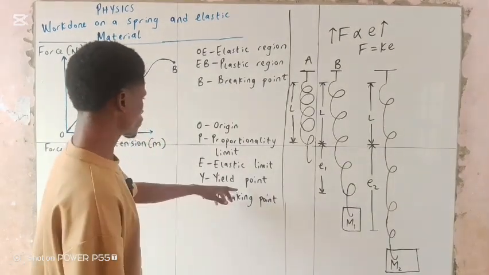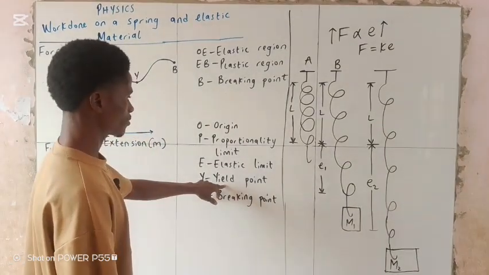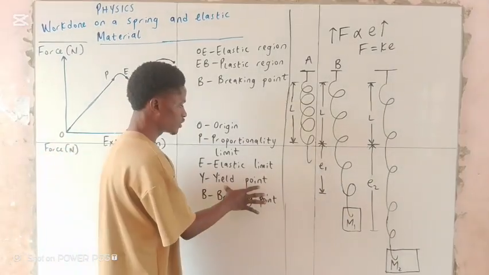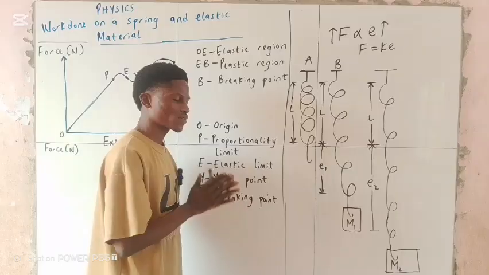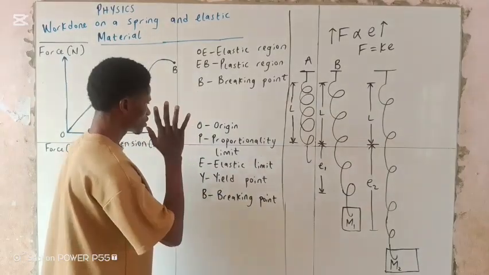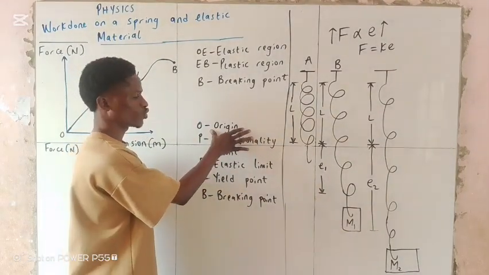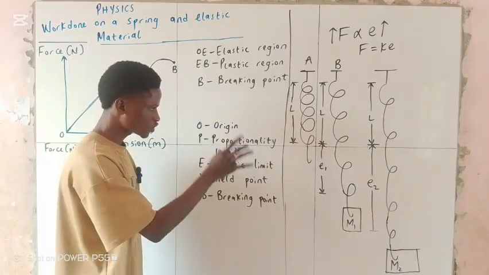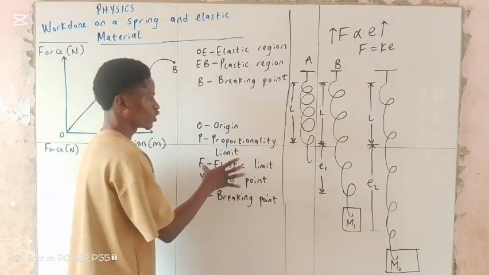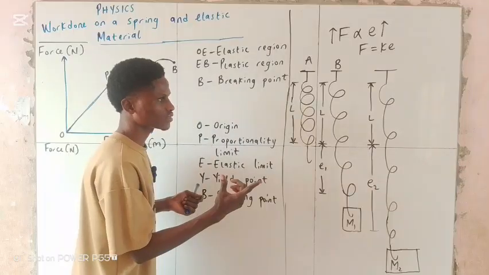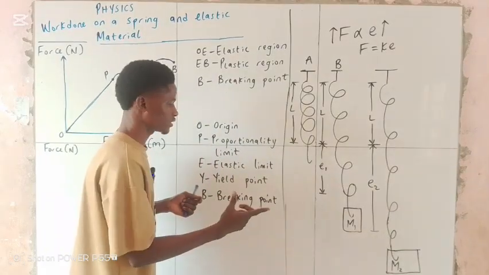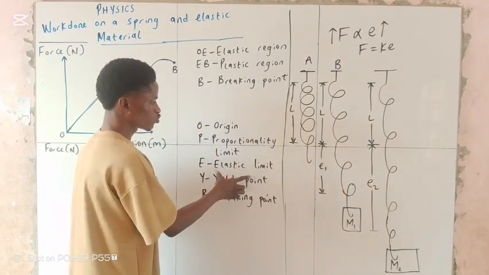Alright, so that's the yield point there. This point is the point where that particular elastic material becomes plastic. It goes from the origin to the what? Proportionality limit. At this point here, if you apply force, it extends. It goes then to what?